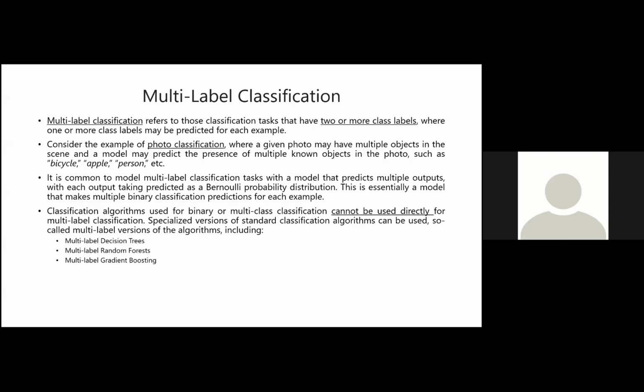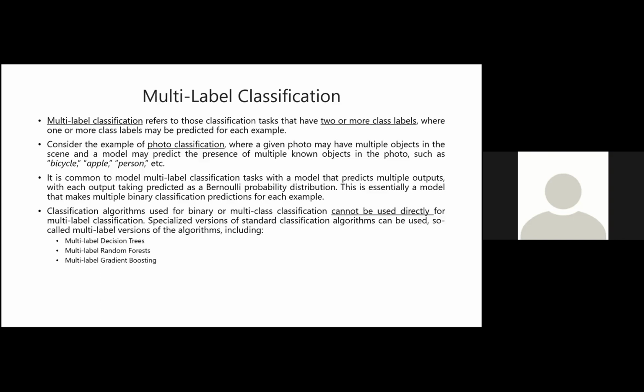Coming to multi-label classification, this is a third type of classification technique that we use. It refers to identifying two or more class labels from the given test set. One example: if there is a photo, we may identify multiple things in that photo. For example, it may have a person, or it may have an object like a bicycle, or another object like an apple. So given a photo, we identify multiple labels from that photo. That's called multi-label classification.